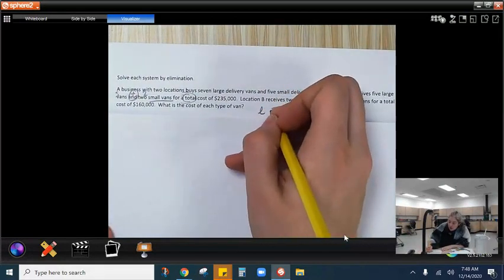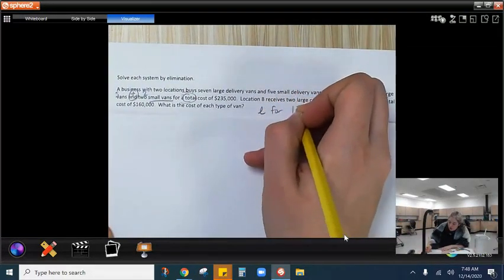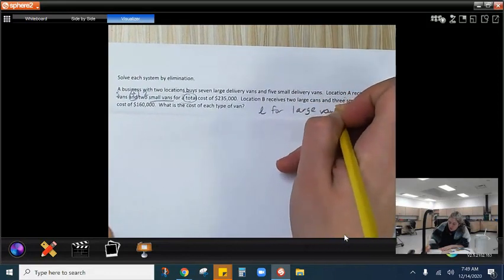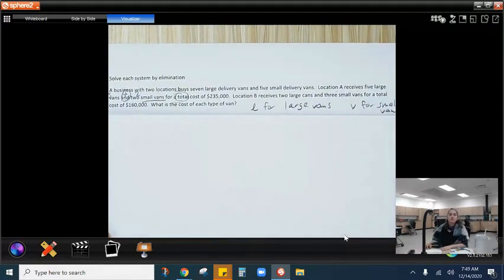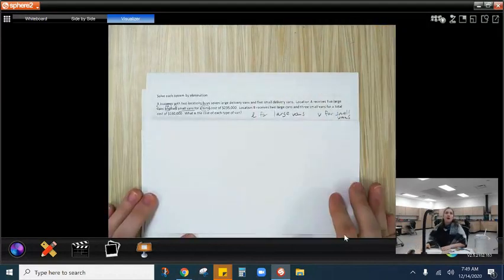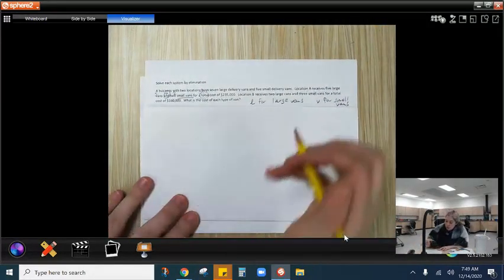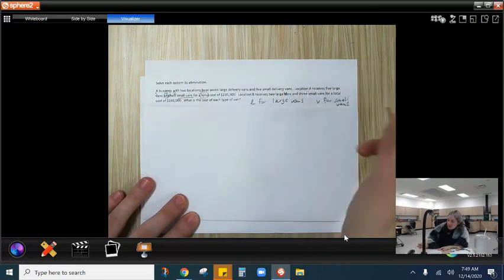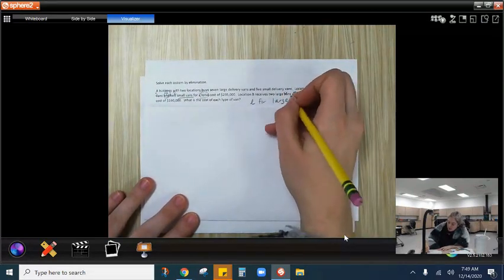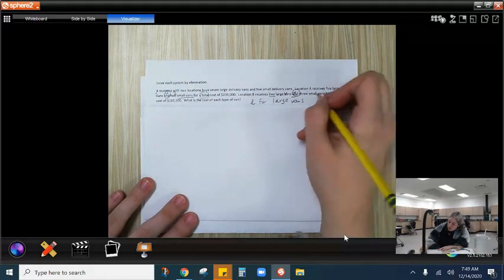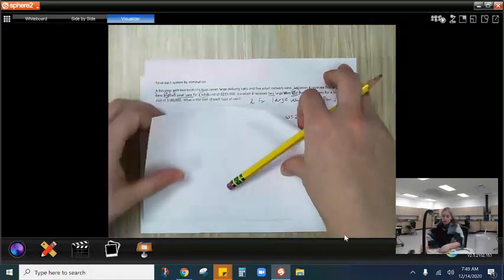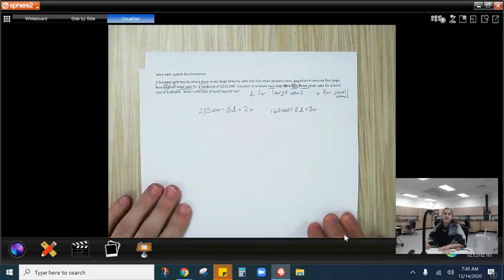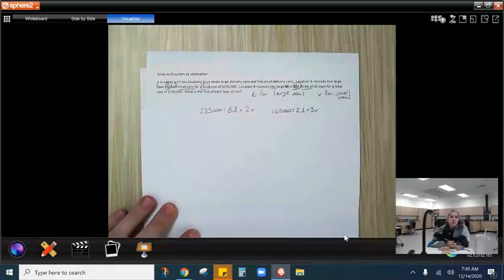I'm going to use L for large vans and V for small vans. All right, that's what I'm going to do. L for large, V for small. Location B, it says 2 large vans, and 3 small vans. So this would be an and right there, right? And you've got 2 and 3 for a total of $160,000. So you should have something like this for your equations, all right? Something like this for your equations.